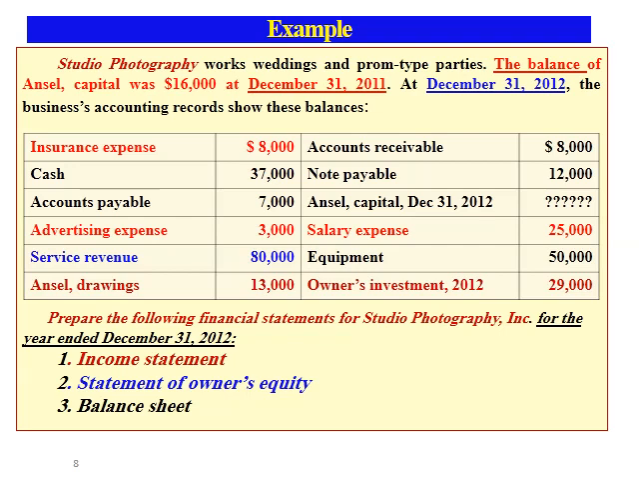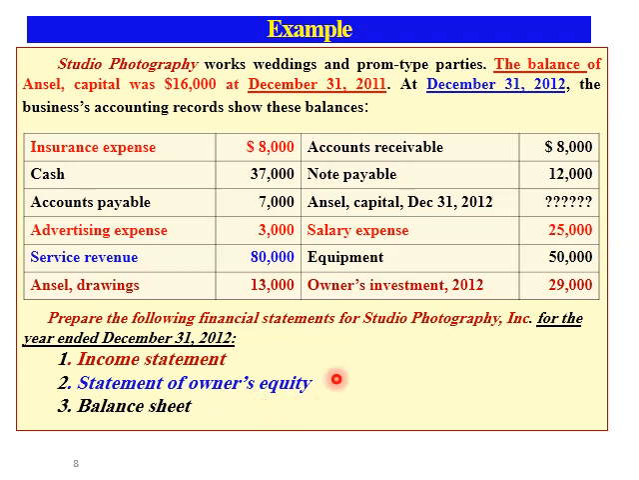Okay, let's try an example. We have here an example. We don't read the example from its start. We read first the required. Prepare the following financial statements for Studio Photography Incorporation for the year ended December 31st, 2012. We need you to prepare three financial statements: income statement, statement of owner's equity, and balance sheet.